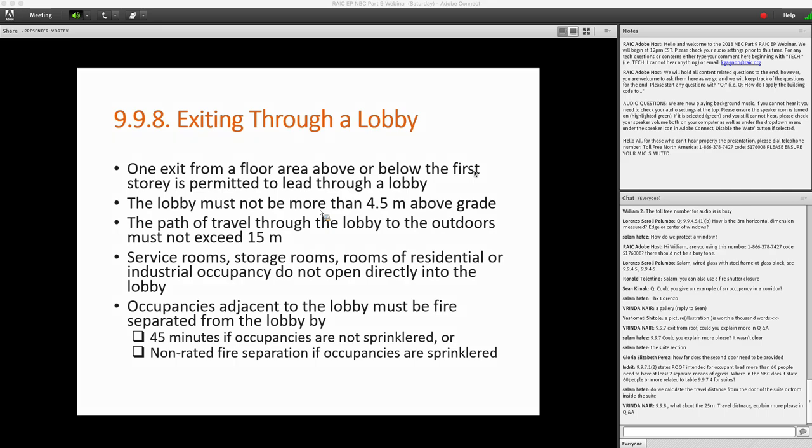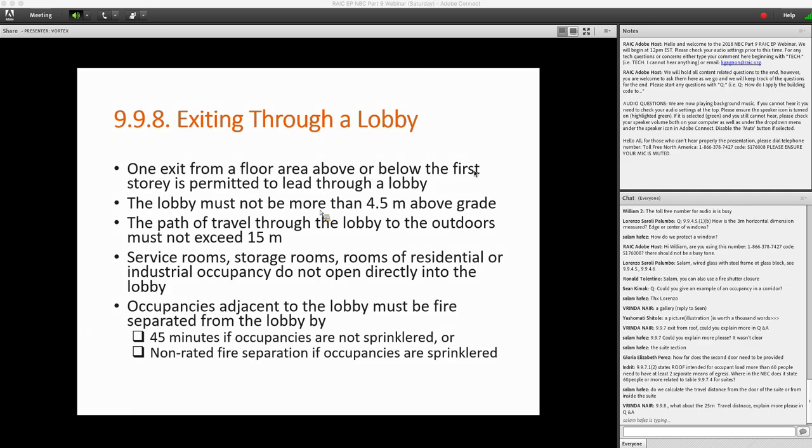On top of that, other occupancies may be permitted to open into the lobby. Occupancies other than service rooms, storage rooms, and rooms of residential or industrial occupancy are permitted to open onto the lobby. So if you have a service room or a storage room, it cannot open directly into the lobby that is being used for exiting. And for that matter, you may be required to provide a vestibule between the lobby and the service room that is opening onto the lobby.